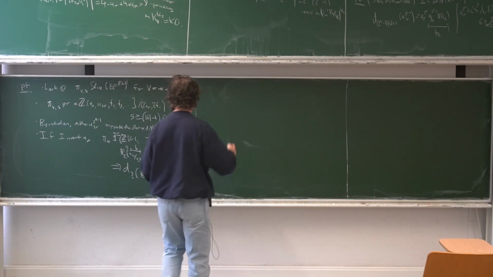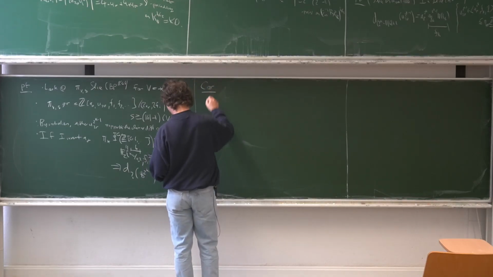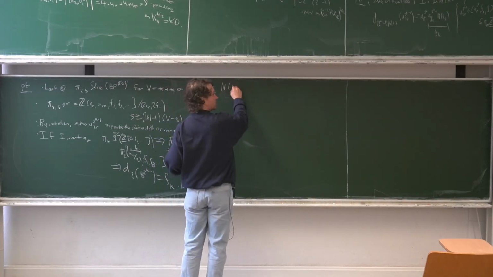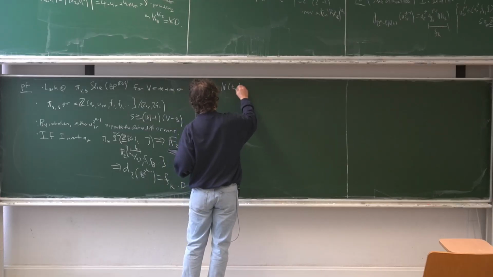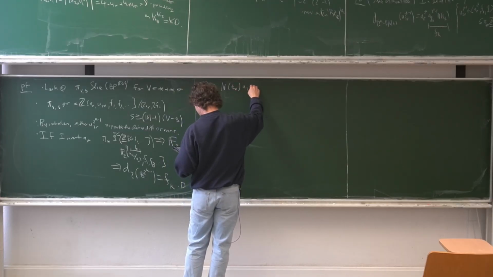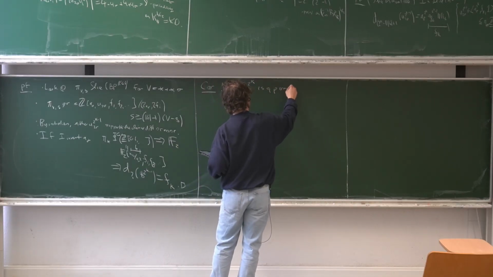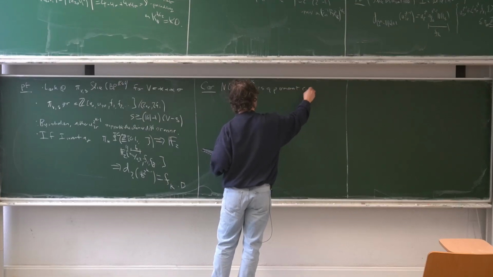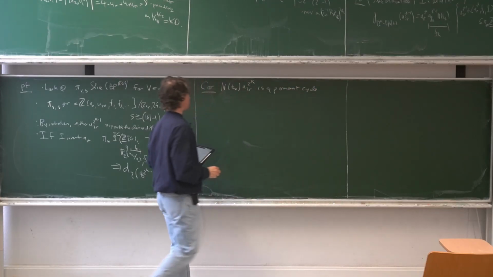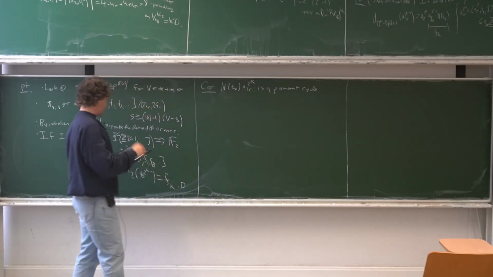Yeah, so that's a good point. And let's just record the following corollary. So I get, by the same argument I gave with Vn inverse BPR, that this product here is a permanent cycle.